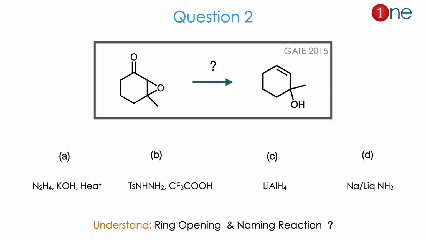Here they give 4 choices of reagents. One is hydrazine and KOH, another is tosyl hydrazine and trifluoroacetic acid, another is lithium hydride, and finally sodium in liquid ammonia. So from the reactant to product, there is definitely a ring opening. By looking at ketone to alkene formation, there can be the possibility of a named reaction. The answer is A. Let us see how.